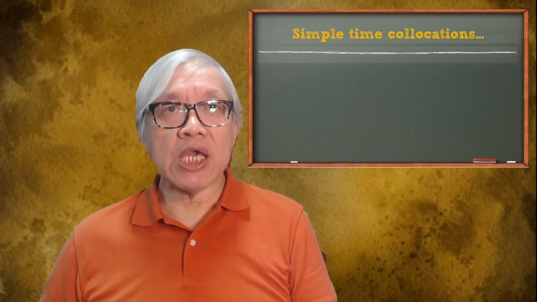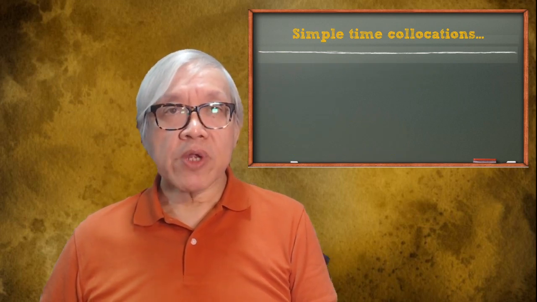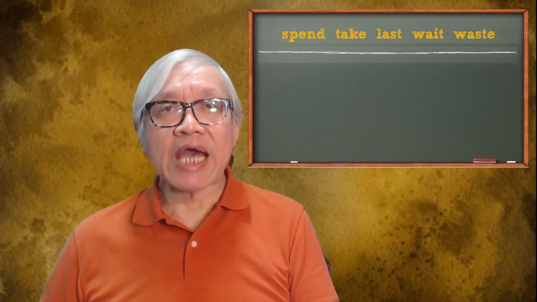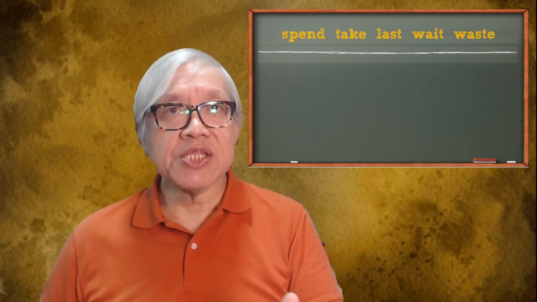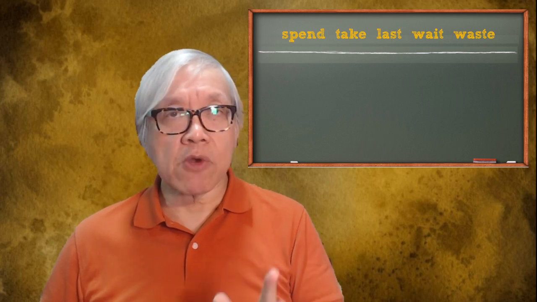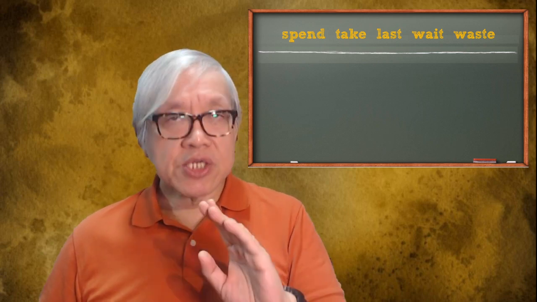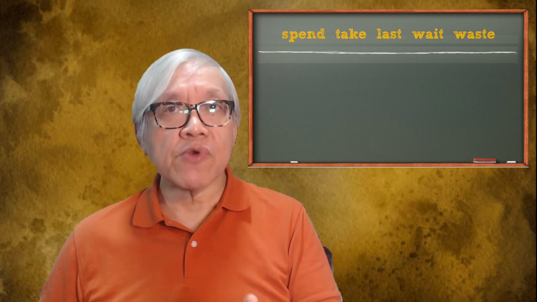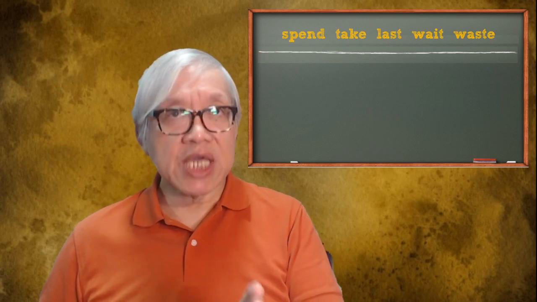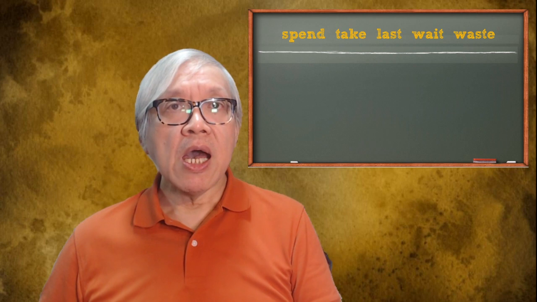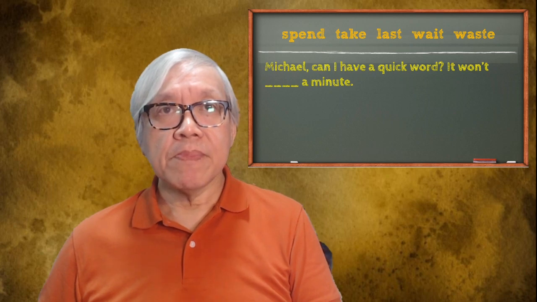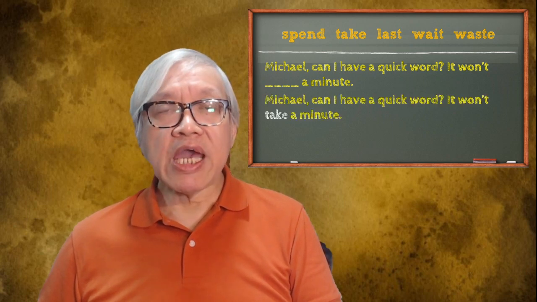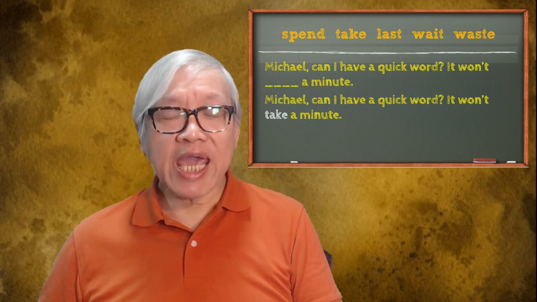Simple time collocations. We're going to use spend, take, last, and wait to finish the sentence. You may need to change the tense or the form of the word to make the sentence correct. So I'm going to give you a few seconds to guess the answer. These are the only 5 words you can use to answer the sentence. Michael, can I have a quick word? It won't take a minute.